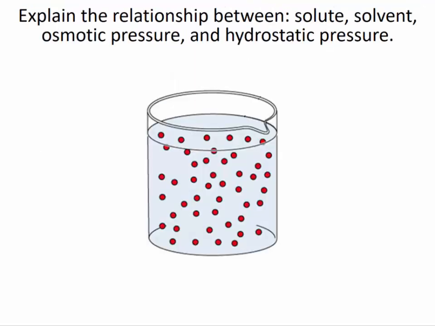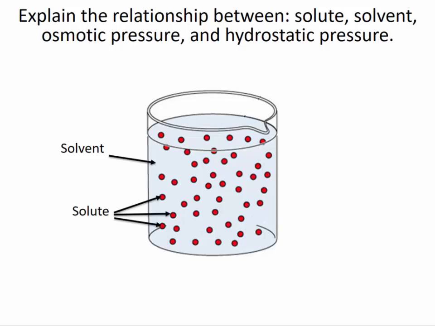For the next learning outcome, explain the relationship between solute, solvent, osmotic pressure, and hydrostatic pressure, we've already discussed most of these, but I wanted to take the time to review them and then add to our understanding. A solvent is the liquid portion of a solution in which a solute is dissolved.